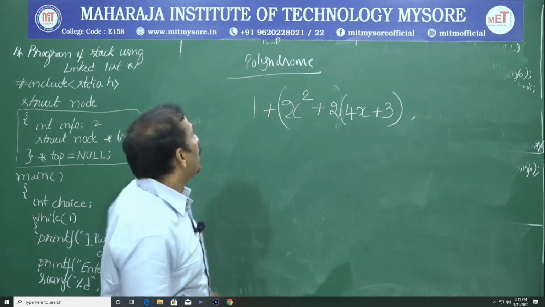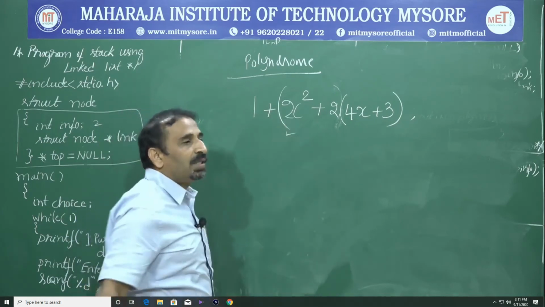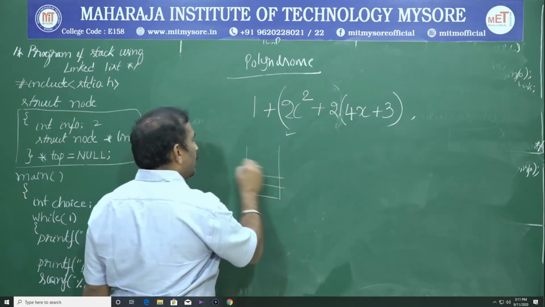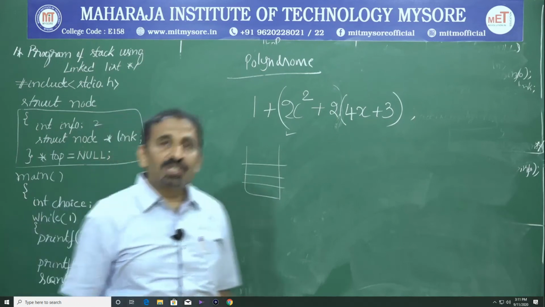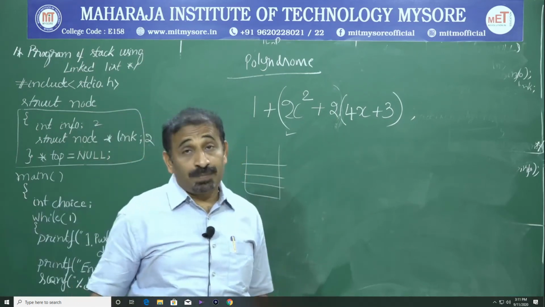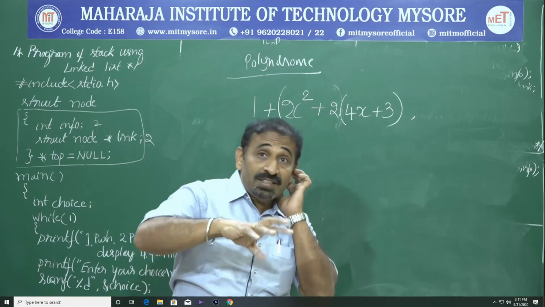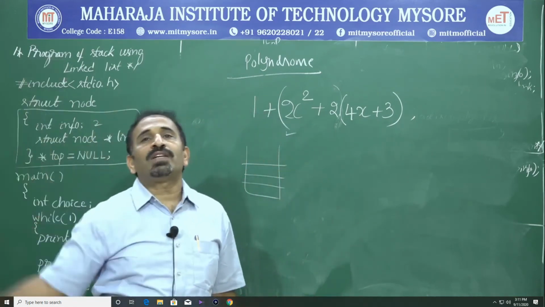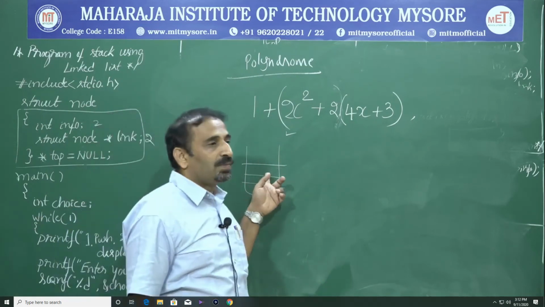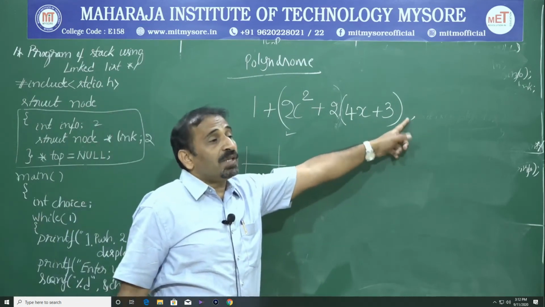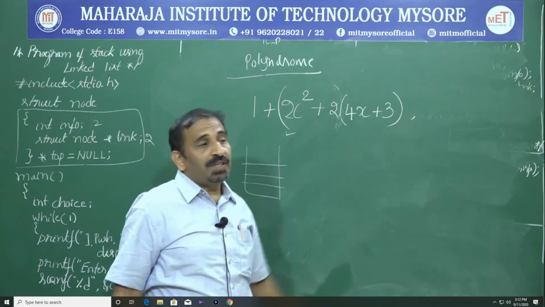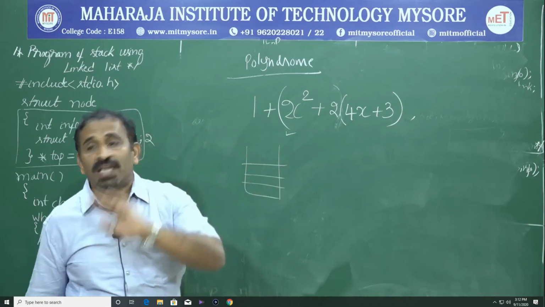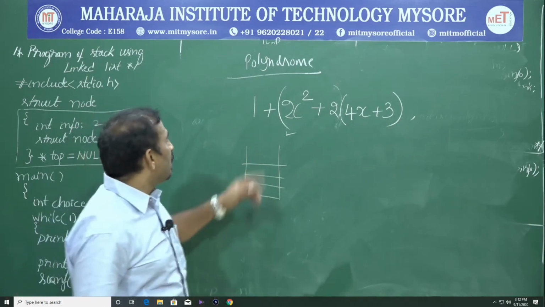How does this work? Each time you get an open bracket, put this into the stack. Whenever you get a close bracket, you take out one bracket from the stack. After reaching the end of the expression, if there is something left over, then it is called an error. Now let us see in this case.